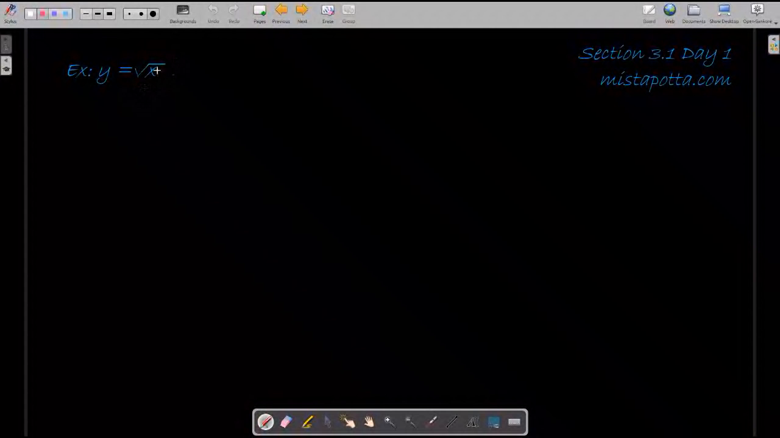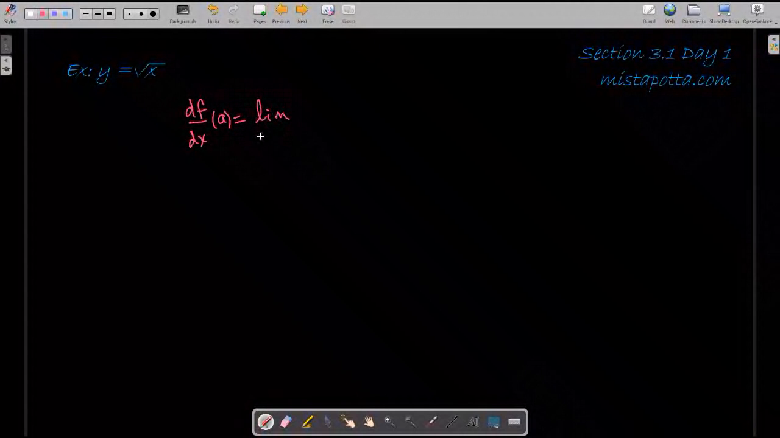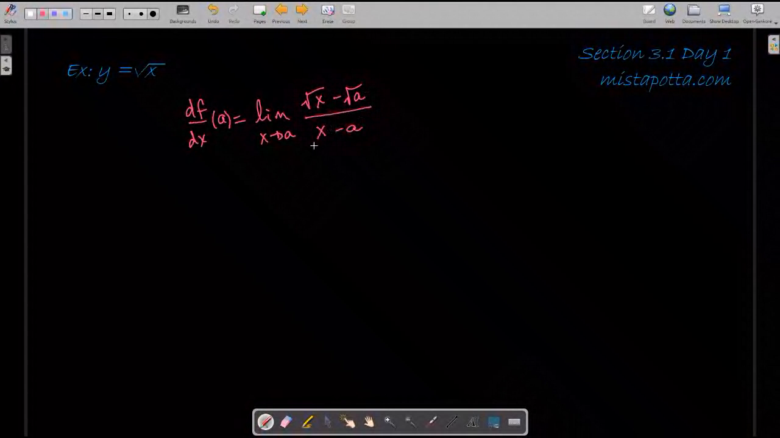So if y equals radical x, and I want to find the change in my function with respect to time at a particular point a, I want to take a look at this using my alternate formula. The limit as x approaches a. And this ends up being radical x minus radical a over x minus a.